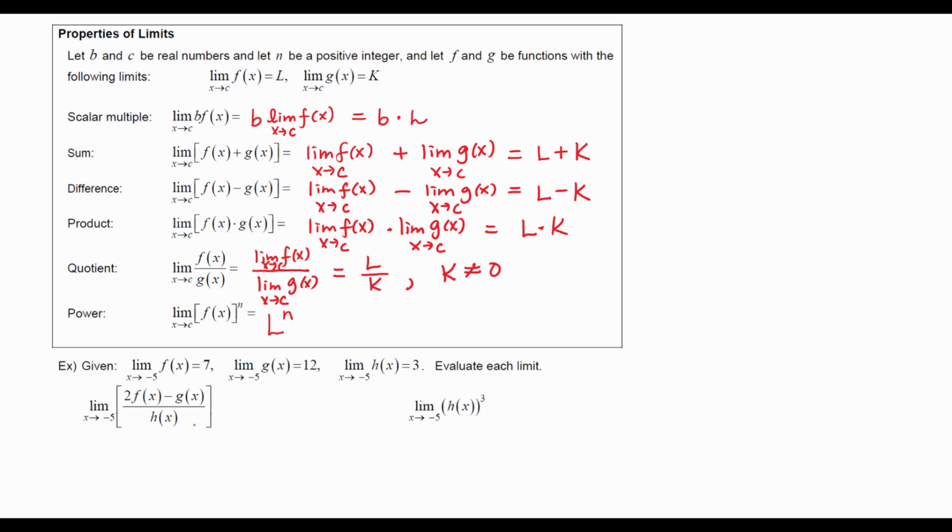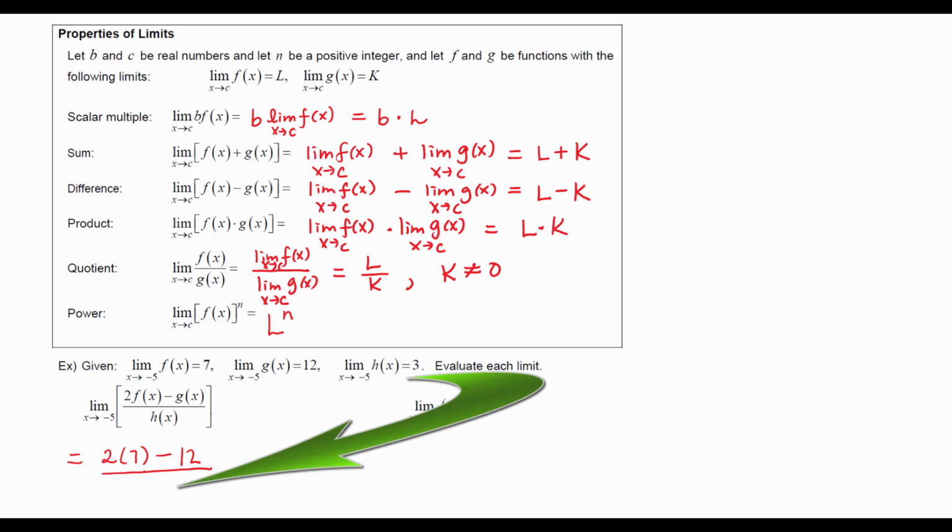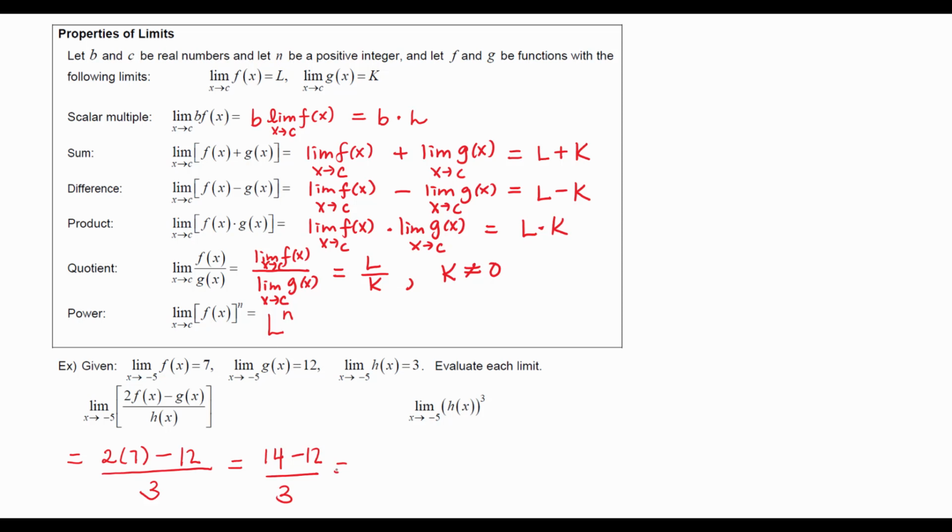Using the properties that we just learned above, this will be equal to 2 times the limit of f of x as x approaches negative 5, which is 7, minus the limit of g of x, which is 12, over the limit of h of x, which is 3. That is equal to 14 minus 12 over 3, so it will be equal to 2/3.